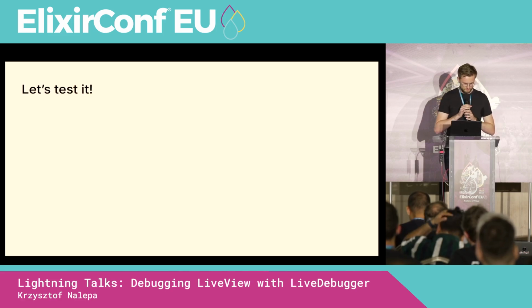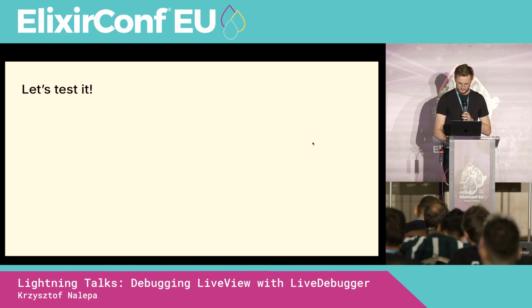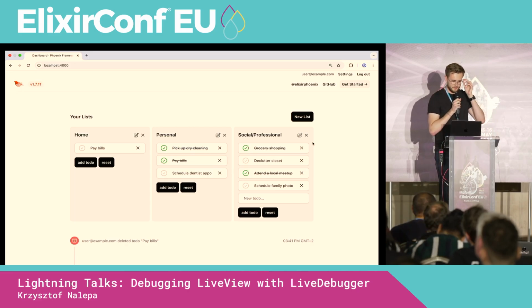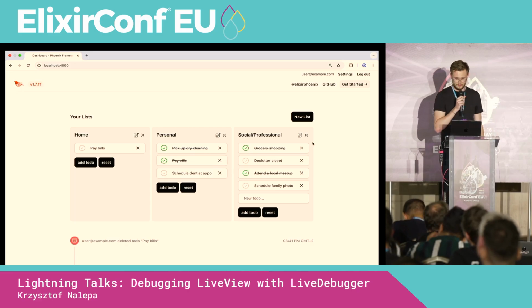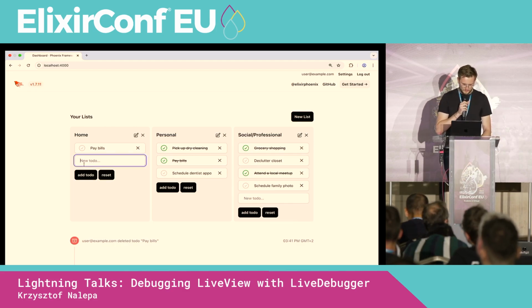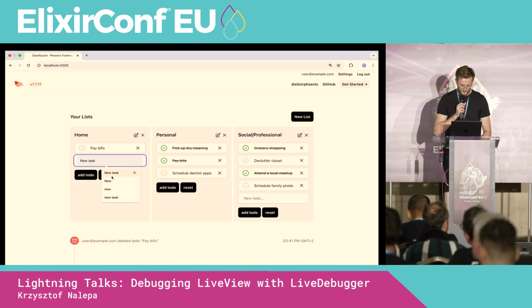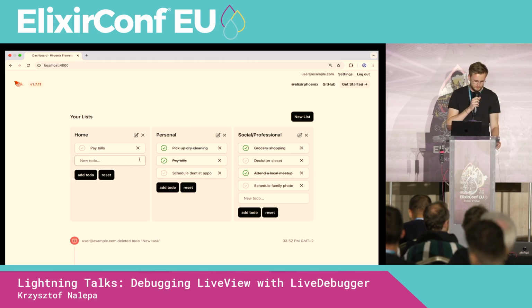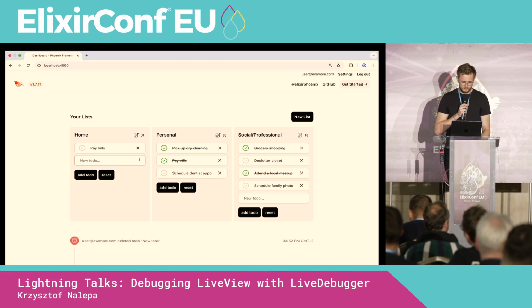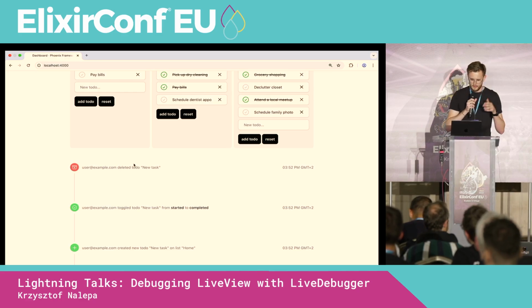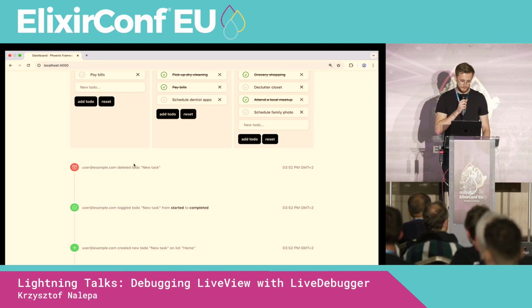So let's test it on the real example. Here you have quite standard to-do application that was written by Chris McCord for ElixirConf 2 years ago. And it's pretty standard. You can create a new task, mark it as done, and delete it. You know the drill. It's pretty straightforward. But with a little twist. Here below you have a list of activity logs, and it's lists of actions I've just done.